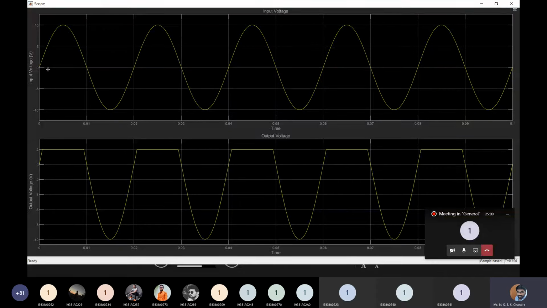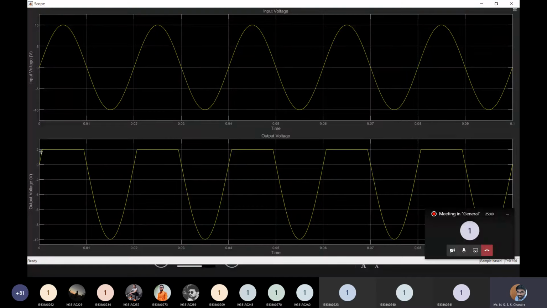So what you are seeing over here, in this region from 0 to 0.01, in the positive half cycle side, you see that for some portion your output is following the input. So when will your output be equal to your input? Please respond. When the diode is conducting or when the diode is not conducting? Not conducting. When the diode is conducting, your output is equal to your input voltage.